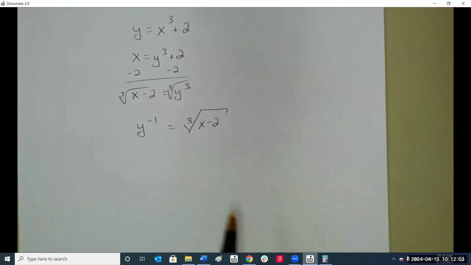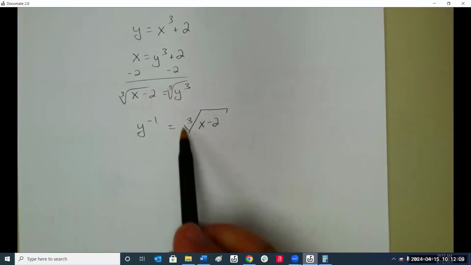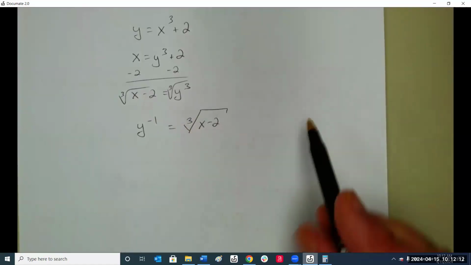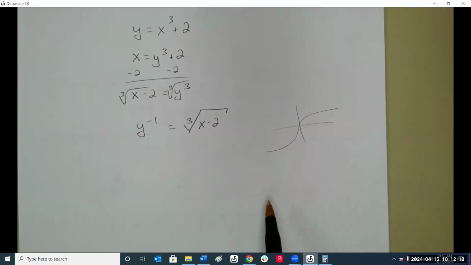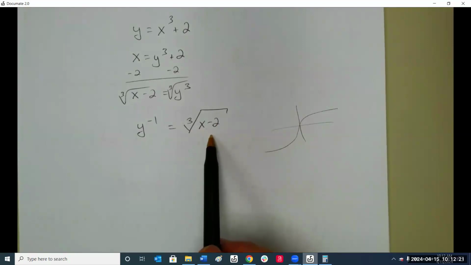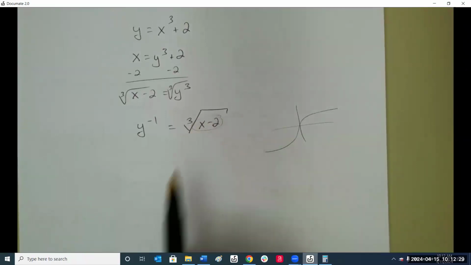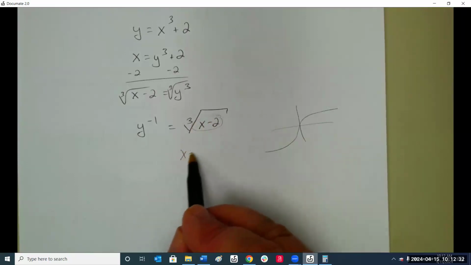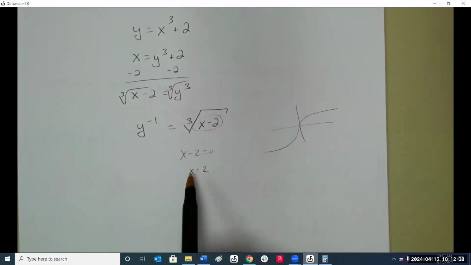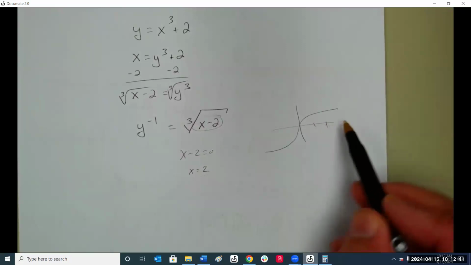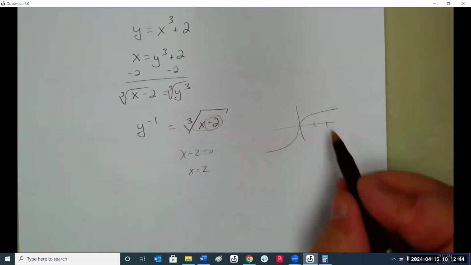So how do you graph this one? What does the cube root function look like? It's like that. But it shifts in which direction? If you don't remember, set it equal to 0. It's positive, so it shifts to the right. It's always the opposite of what's happening inside there.